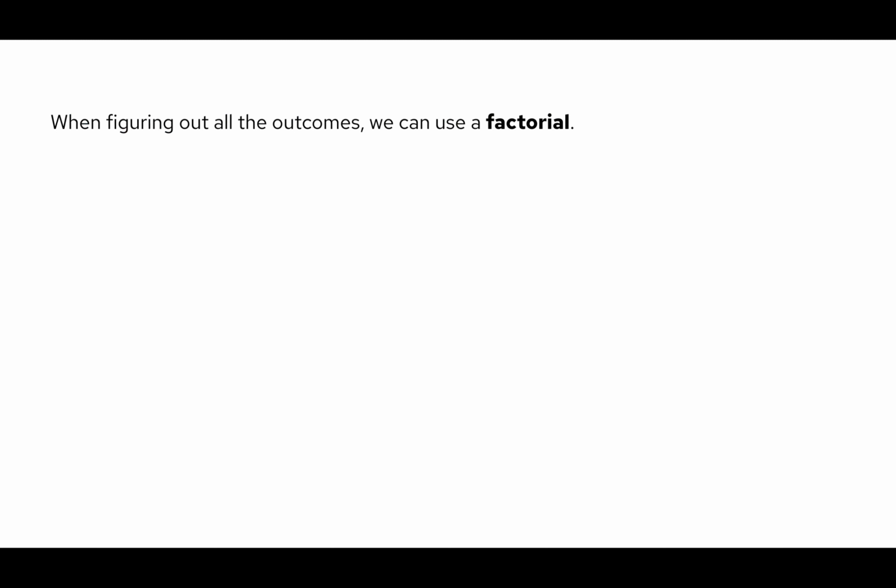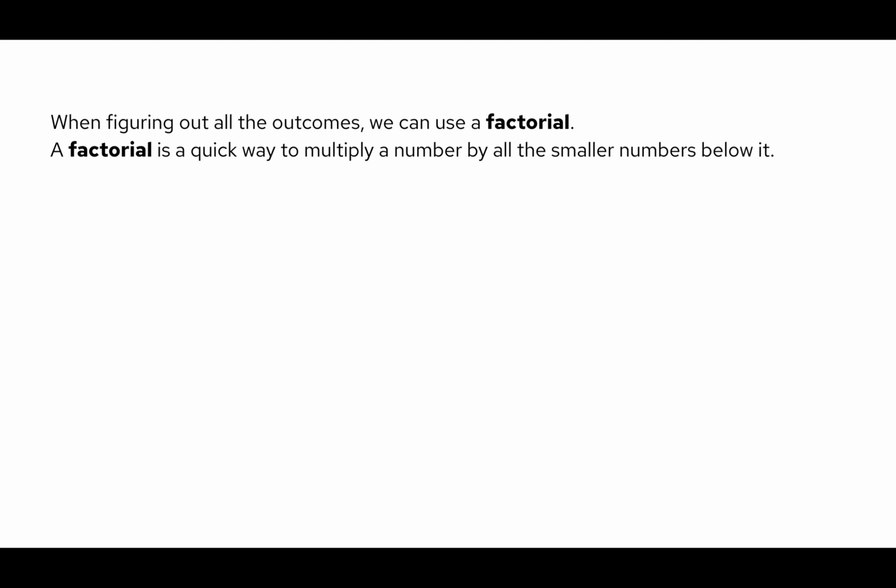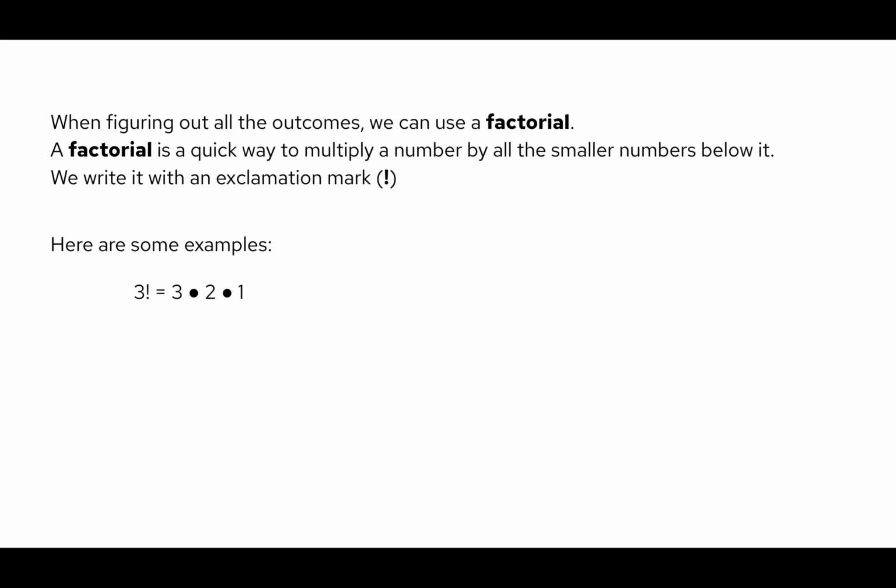When figuring out all the outcomes, we can use a factorial. And a factorial is a quick way to multiply a number by all the smaller numbers below it. And we write it with an exclamation mark. Here's some examples. Now, 3 factorial doesn't mean 3. It means 3 multiplied by 2 multiplied by 1, which is 6. 4 factorial is 4 multiplied by 3 multiplied by 2 multiplied by 1, and the product is 24. And for 5 factorial, the product is 120.